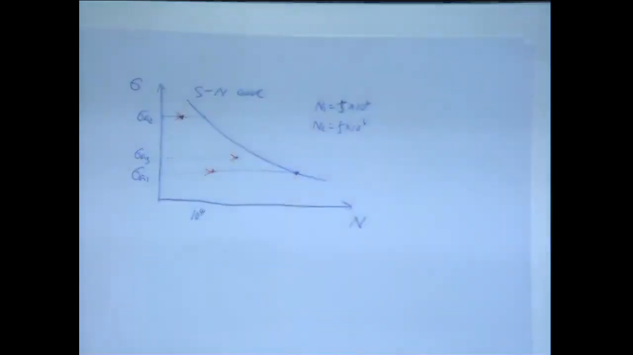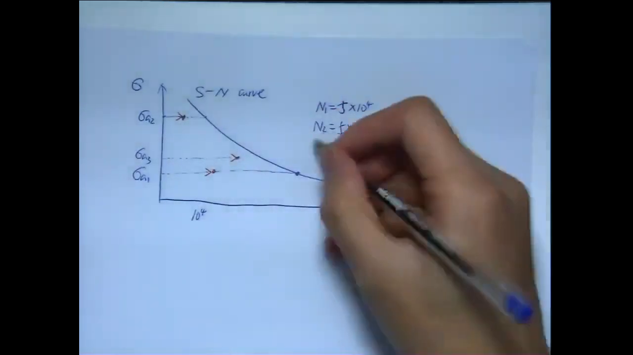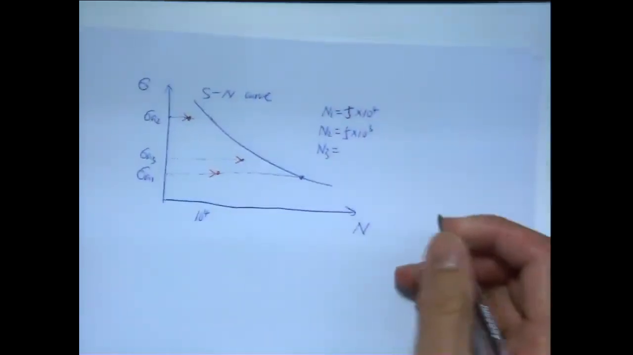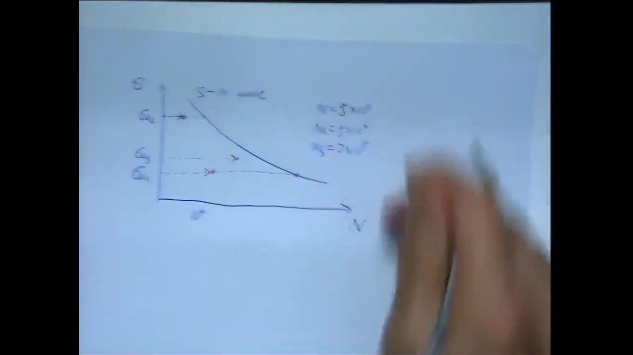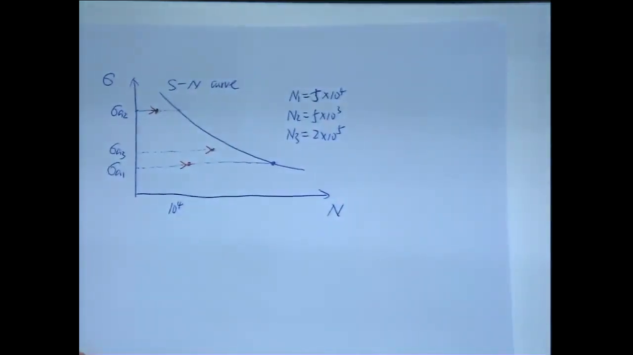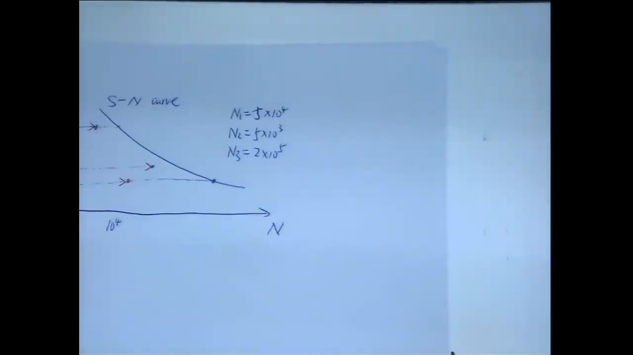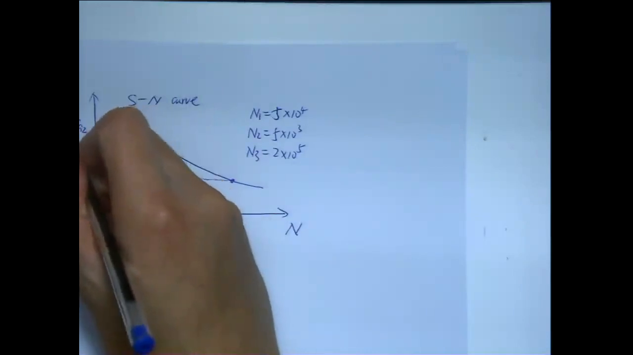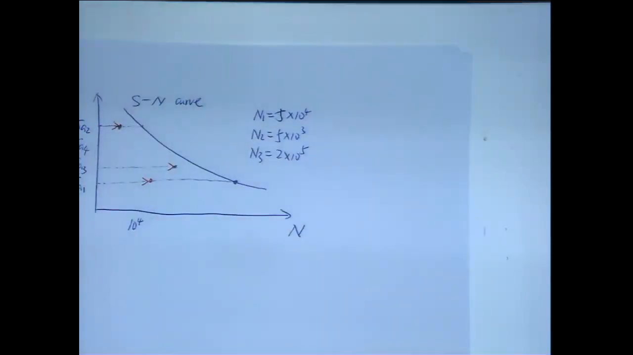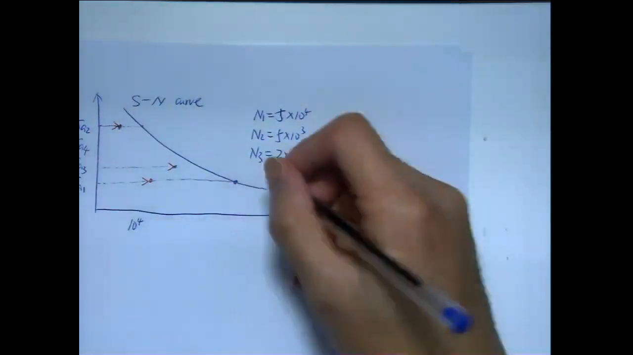I draw an arrow here. N3 equals 2 times 10 to 5. Okay, I stop here. And the question is asking, if you apply stress at sigma A4, when will the material fail?